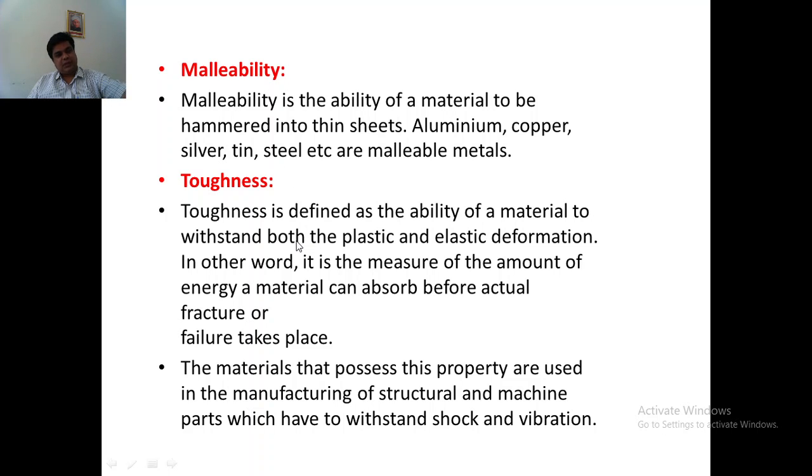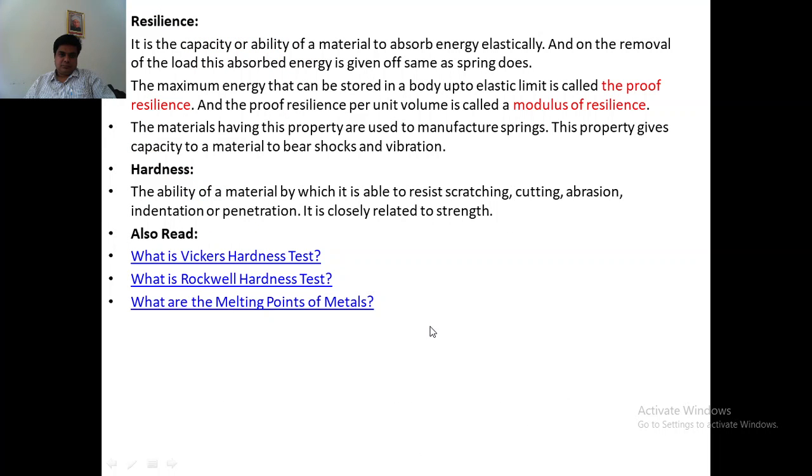So we have toughness here. I told you toughness is the ability of the material to withstand plastic deformation. We can measure how much energy is absorbed by the material before it fractures. By knowing that, we can measure how much plastic deformation has occurred. That is called toughness. Toughness is the property used in vibration and shock absorption of the material.